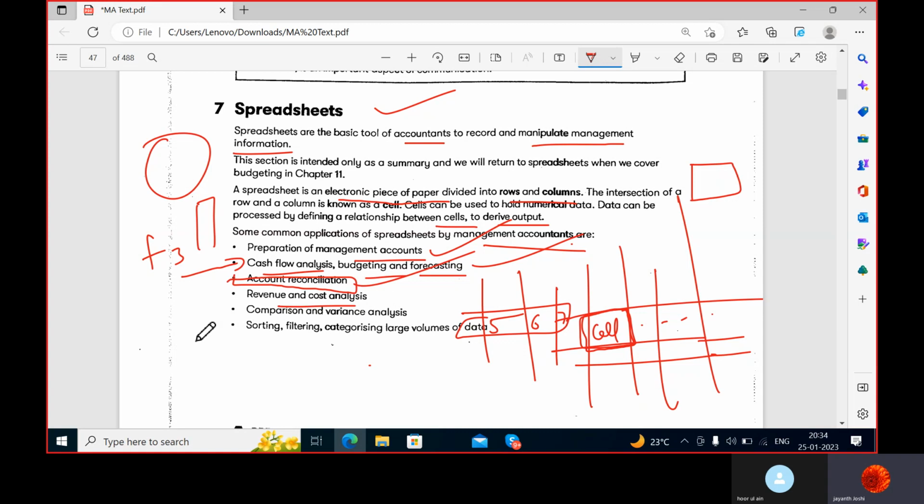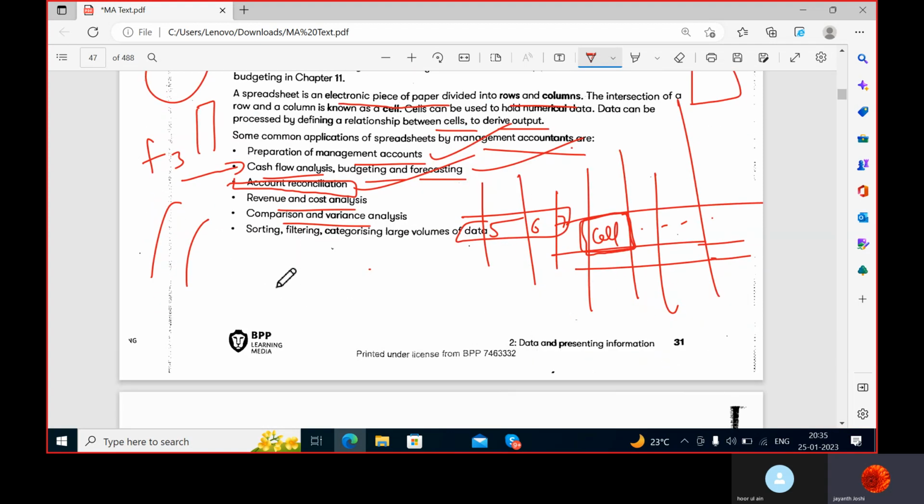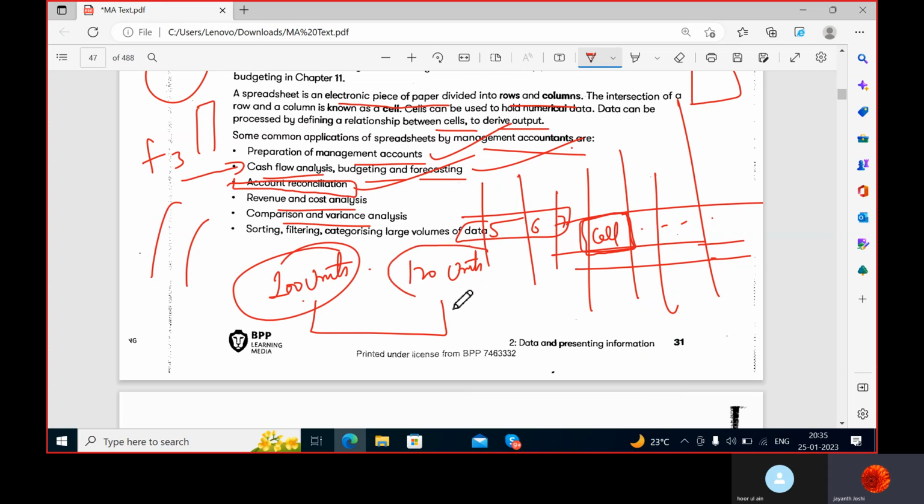Revenue and cost analysis, of course, you can use spreadsheets to see how much revenue, how much money is coming in, and how much cost you are incurring or spending. You can do the variance analysis. See, what is variance analysis? Suppose you have set a standard that you want to produce 100 units. You made 120 units. Is that good or bad? Good, of course. Let's say I'm trying to explain a variance analysis. Variance analysis shows the difference between the standard and the actual. So the standard you fixed is 100 units and the actual you got is 120 units. So you made more. That is not bad actually. So the 20 units you made is good.